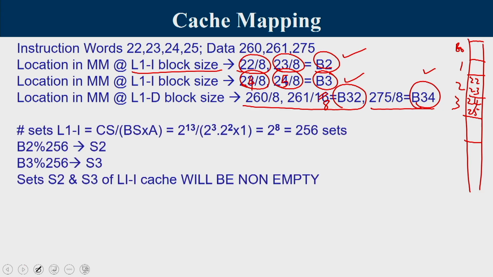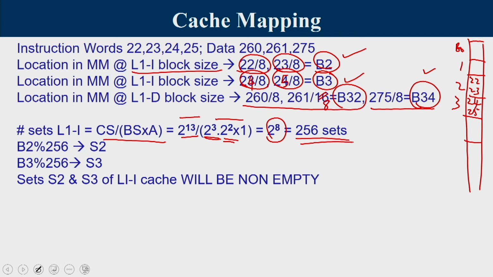Number of sets in L1 I cache is cache size by block size into associativity. L1 cache is 8 KB, so 2 power 13, by block size of 8 words, 2 power 3, into each word is 4 bytes, 2 power 2. That much is the number of bytes, because both the denominator and the numerator should be in the same unit. My numerator was in bytes, 2 power 13 bytes, so the denominator also should be in bytes, not in words. That gives you 2 power 8 sets. So my L1 cache has 256 sets.